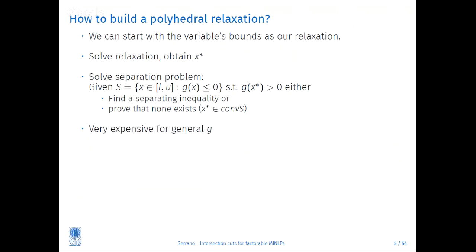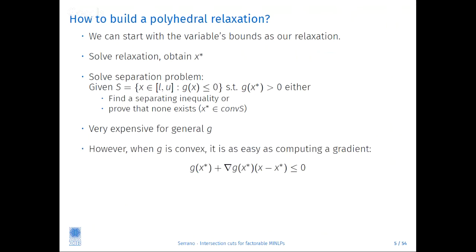So separating here is usually very expensive in general. If the function is arbitrary, this is expensive. But there's one case where it's simple, and that is when the function is convex. In this case, one just needs to compute the linearization of the convex function, and this will separate, right? If one plugs in x star, one gets that this inequality is violated.